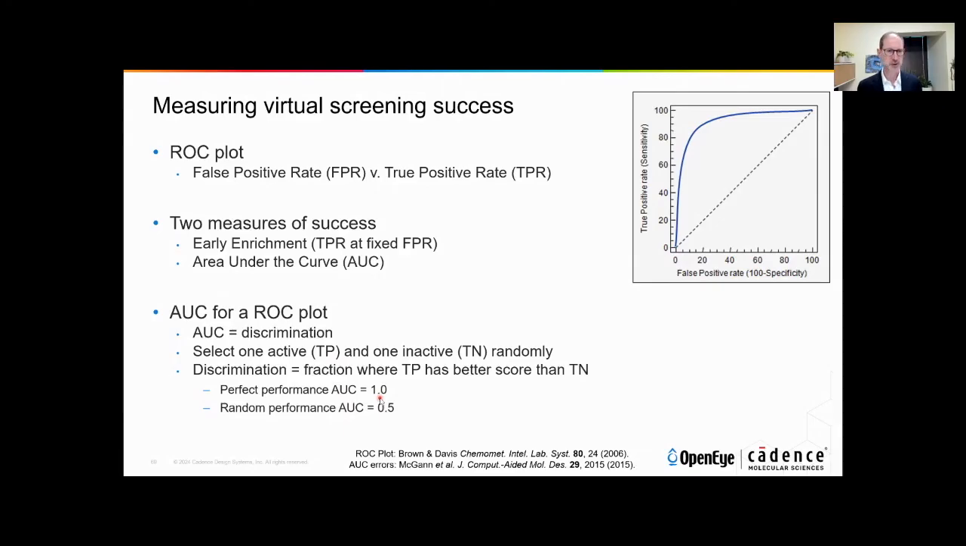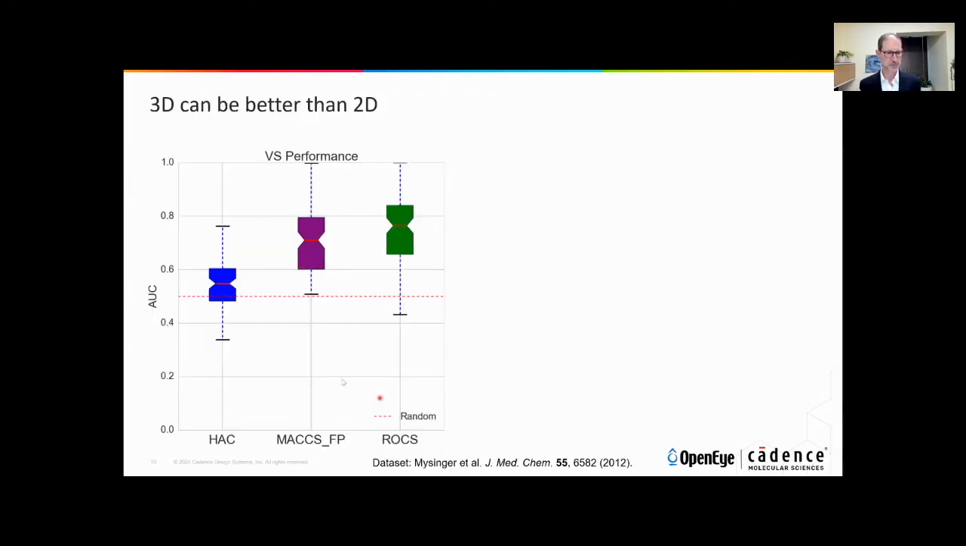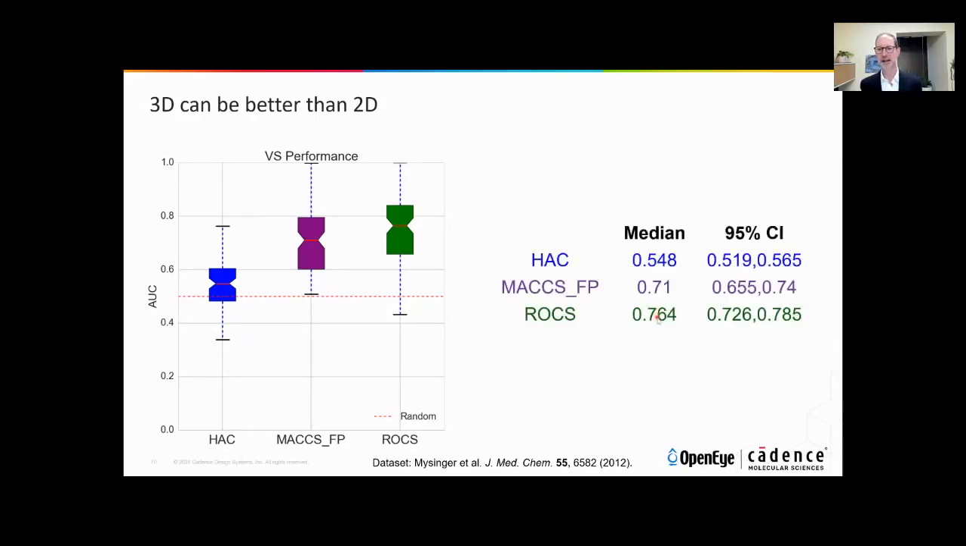So let's do a little bit of virtual screening comparison. On the left here, I'm using heavy atom count to rank the molecules, so something that shouldn't work for virtual screening. In the middle, I'm using a fingerprint, using a Tanimoto similarity, and on the right, I'm using shape and color from our tool ROCS, rapid overlay of chemical structures. AUC here, red line is 0.5, random, 1 is perfect, and you can see by eye and numerically that ROCS here shows a small but significant advantage over the fingerprint approach.